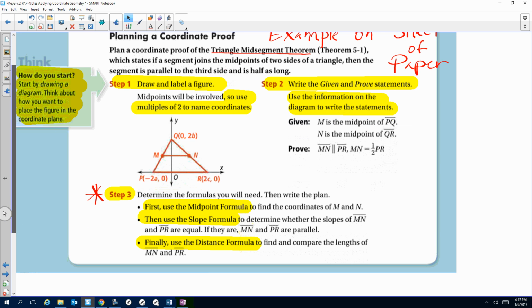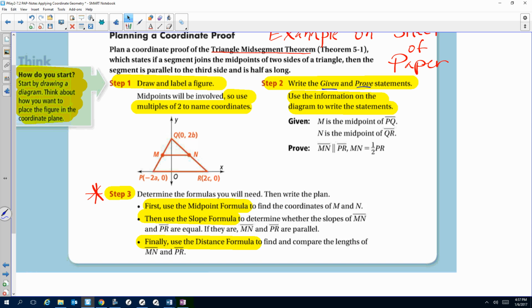This one's already given for you. So I would probably trace this over to your sheet of paper. And then we are going to need to make sure we know our given and our proven statements. That's what we have here. We're going to be given that M is the midpoint of PQ and N is the midpoint of QR. We're going to prove, using the mid-segment theorem, basically, that the mid-segment is parallel to the third side, and it's going to be half of its length.